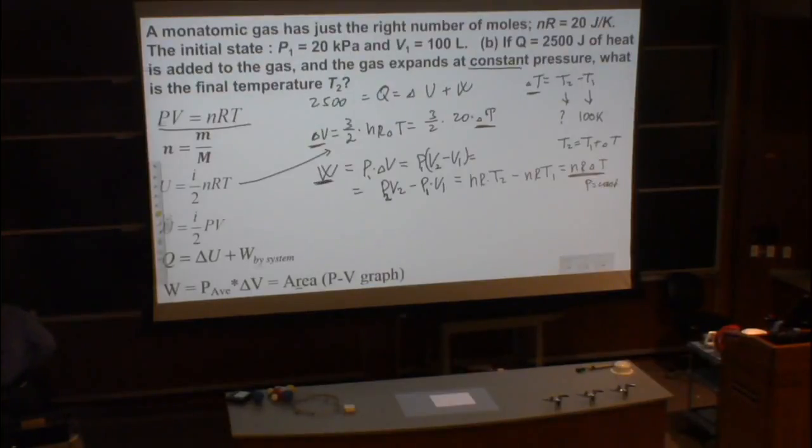Still we have two unknowns. Well, this is 20 times delta T. But now we can combine all these three equations together. 2500 should be equal to delta U, which equals, well, let's write it, delta T. Work is equal to delta T. Delta T is the common factor. So now I gotta do it in my mind. 20 over 2, 10. 10 times 3, 30. 30 plus 20 is 50. 50 times delta T. Delta T will be equal to 2500 over 50, which is 50.